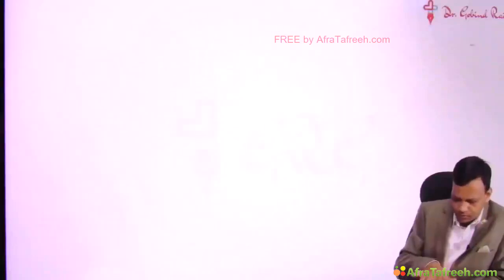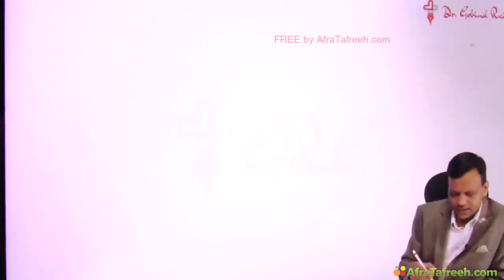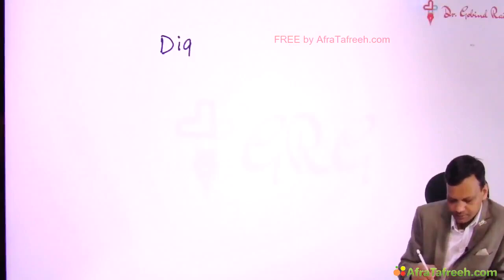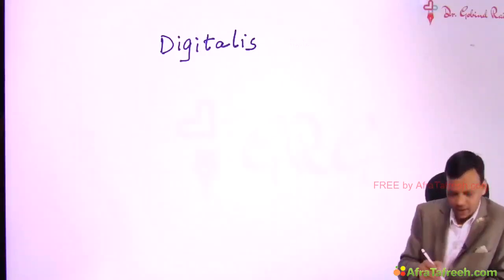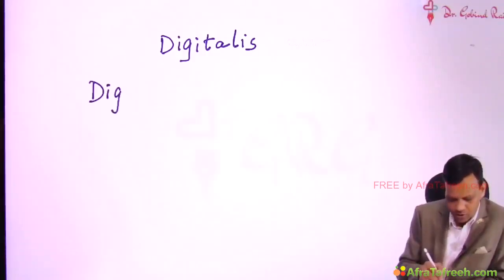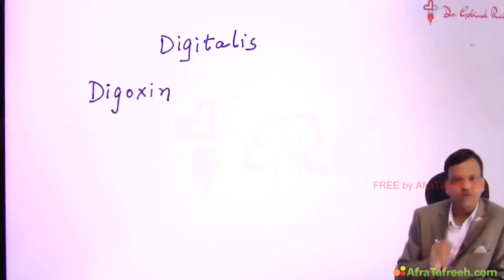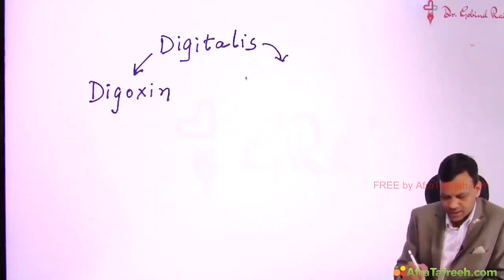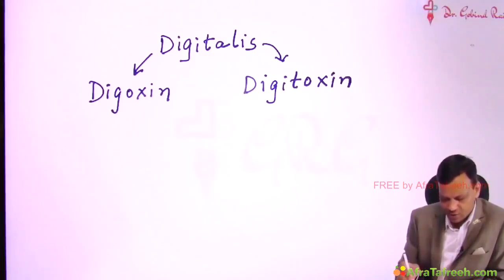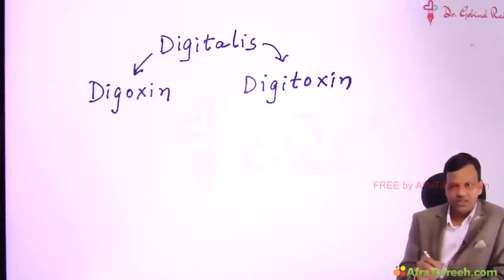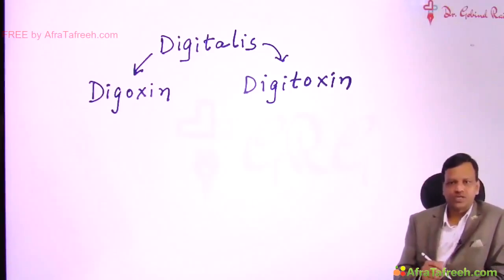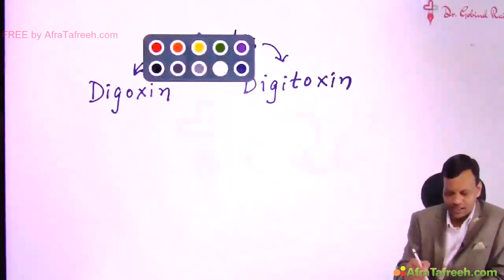Now coming to drugs. Digitalis is the name of the group of drugs. The only drug which is available now is digoxin. Digoxin is the name of the drug. Whereas a few years earlier, one more drug was present in the digitalis group, which is digitoxin. Now digitoxin has been withdrawn, only digoxin is available. But commonly the question is asked about the difference between these two drugs. What is the difference between digoxin and digitoxin?